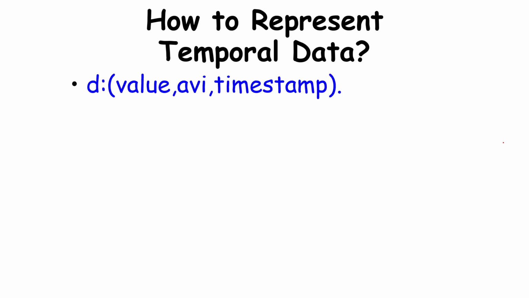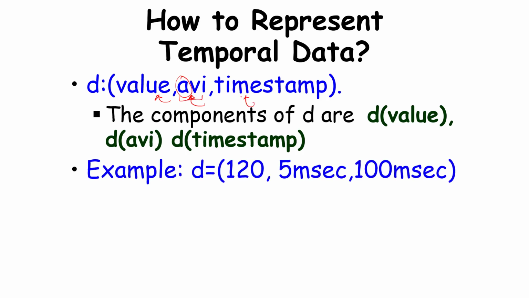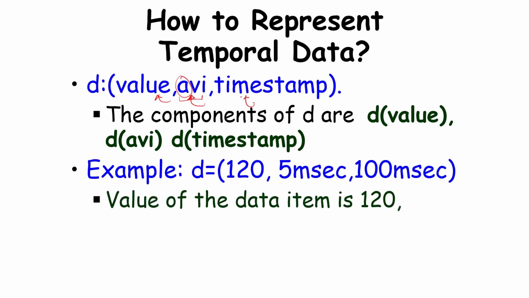So how do you represent temporal data with a three-tuple? The value is, of course, the value of the data. AVI is the absolute validity interval, and TM is the timestamp at which it was collected. Example, let's say the value 120, valid for 5 milliseconds, collected at 100 milliseconds. So its validity in this case is between 100 and 105, right?